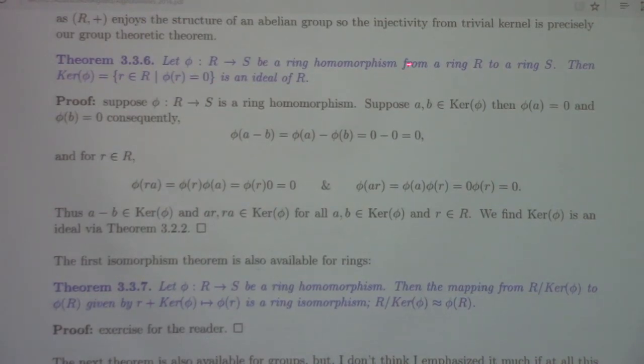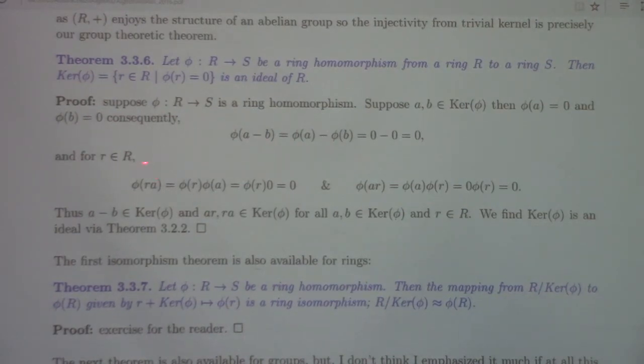Let phi be a ring homomorphism from a ring R to a ring S, then the kernel of phi, which is the additive kernel, is an ideal of R, all right? So what I'll do is I'll use the ideal subring test here. First of all, if you take A and B in the kernel, that means that they both map to 0. So if I take the image of their difference, I get the difference of their images, which is 0 minus 0, which is 0. Woo-hoo. So that means that A minus B is in the kernel.